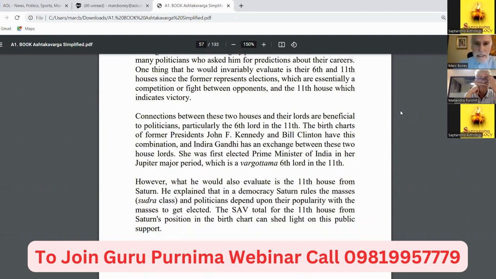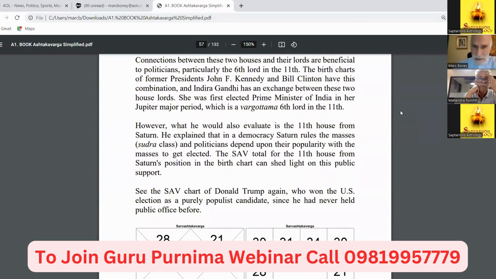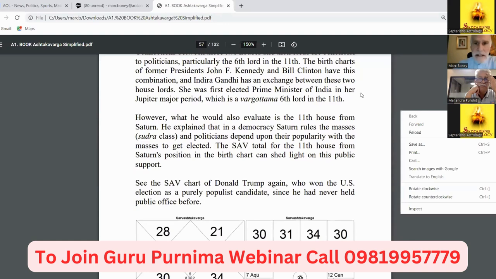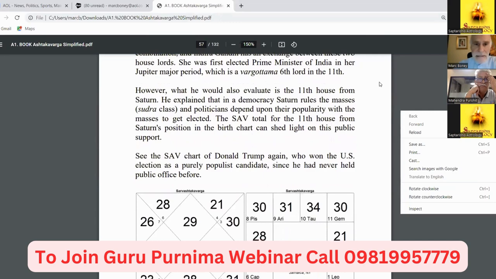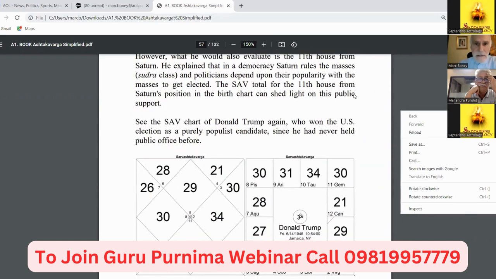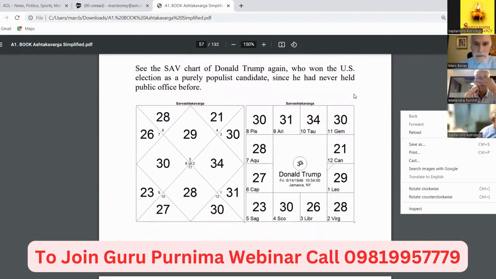But he actually talked about evaluating the 11th house from Saturn. He explained that in a democracy, Saturn rules the masses, that is the Sudra classes, and politicians depend on their popularity with the masses to get elected. Therefore, the Sarvashtakavarga total for the 11th house from Saturn in the birth chart can shed light on having public support. And I used the chart of Donald Trump to illustrate this. If you look at his point totals, you'll see that the highest point total comes in Taurus, which actually happens to be his 10th house.